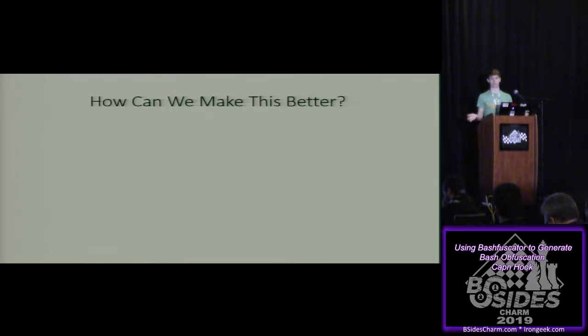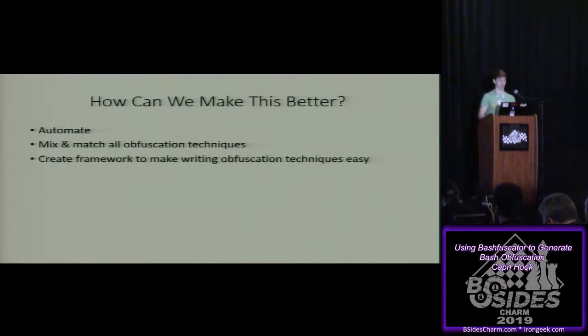So how can we make this better, right? We have all these obfuscation techniques, but if we want some really robust obfuscation, if we want to be able to generate this stuff, how do we make this better? We can automate. We can write tools, scripts. Everyone loves automation to automate this process. We can mix and match obfuscation techniques, all this stuff like we were doing, but lots more. We can create a framework for writing obfuscation techniques easily. Everyone likes frameworks, right? Not if you're given one, sure. But not everyone likes writing them, but they're useful, right?